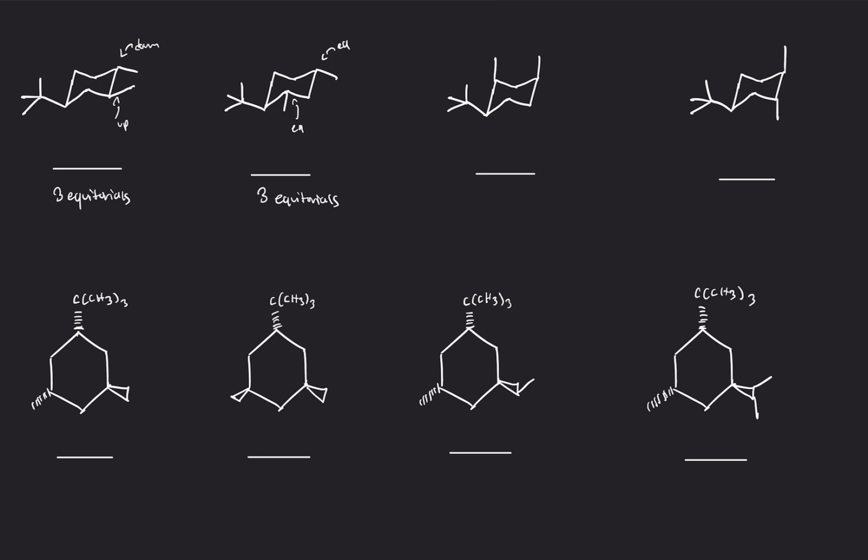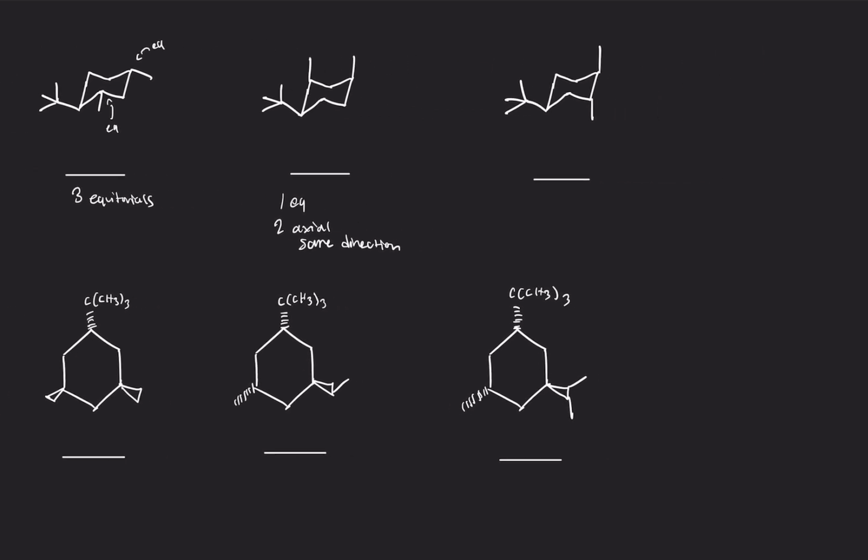Next molecule, I have two methyl groups that are facing in the same direction as their vertexes. And so I have two axial methyls, which is a big no-no in stability because of diaxial interactions. So here I have one equatorial, but then I have two axials in the same direction. They're both up. And in this last molecule, I also have two axial methyls, and they're in opposite directions.